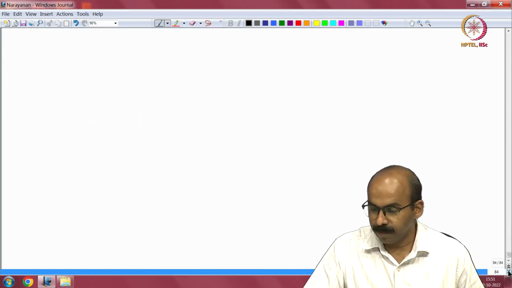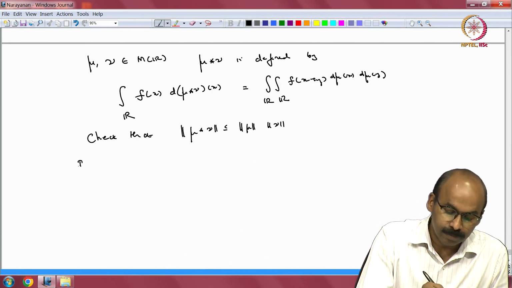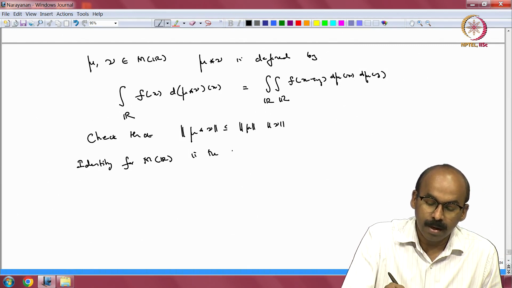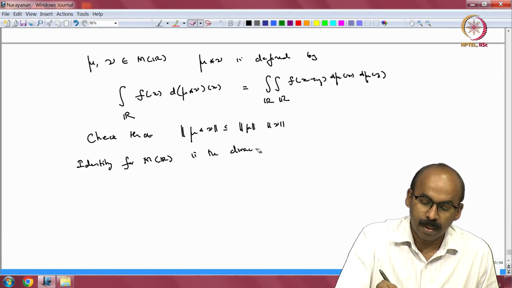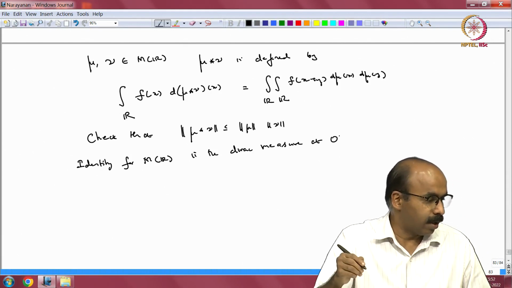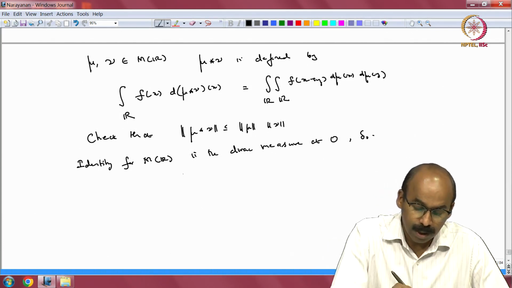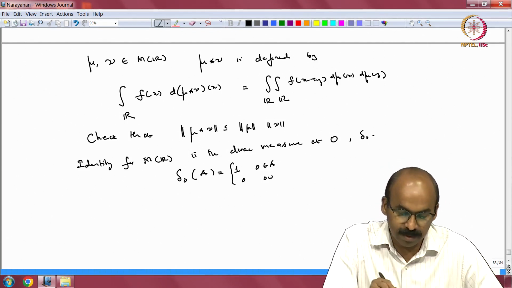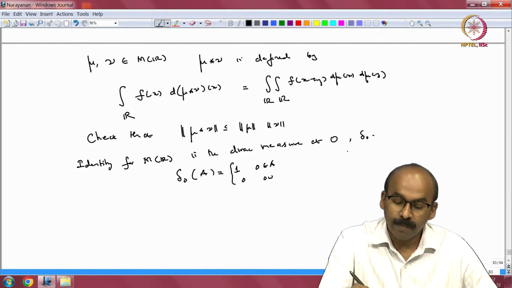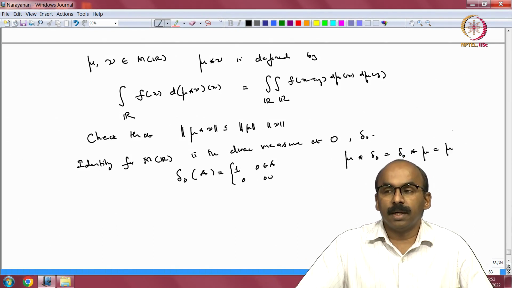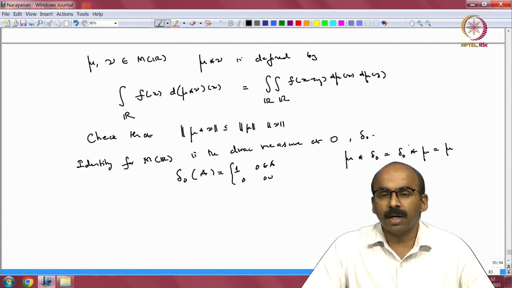The identity for M(R) is the Dirac measure at 0. What does that mean? Let us call it delta naught. Delta naught of A is equal to 1 if 0 is in A, and 0 otherwise. For any Borel set A, this is how the measure is defined, and you can check that mu convolved with delta naught equals delta naught convolved with mu equals mu. Okay. So, it is a unital Banach algebra, and the identity is the measure supported at 0.